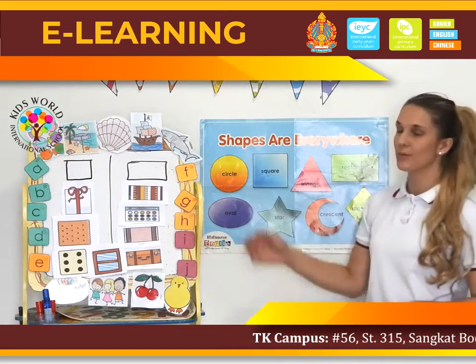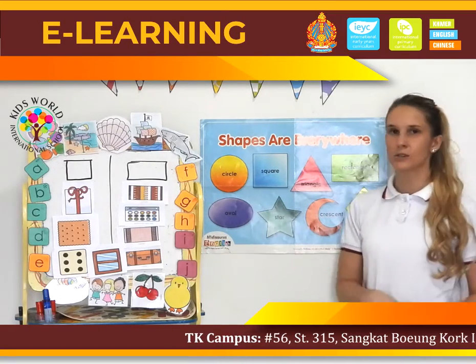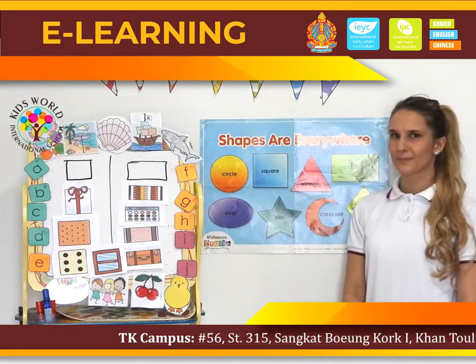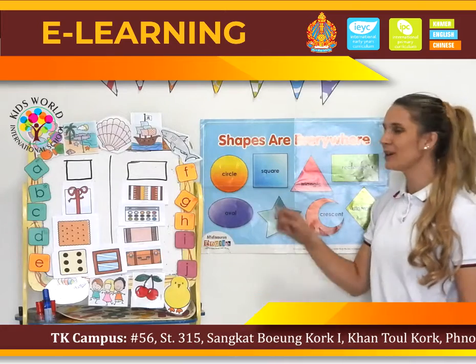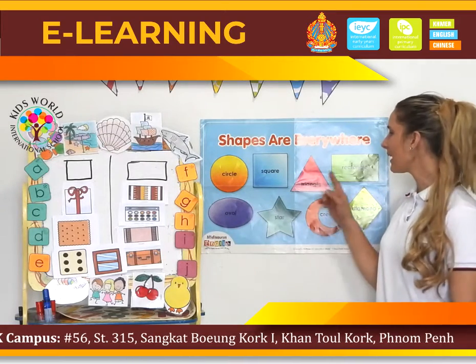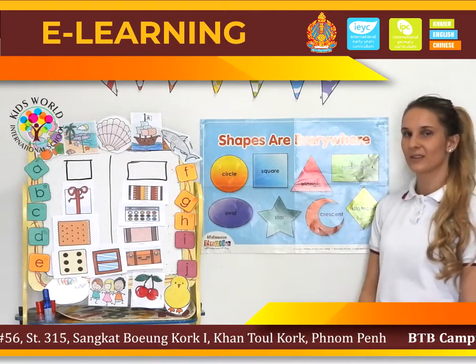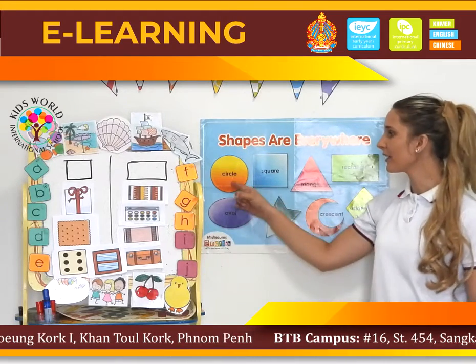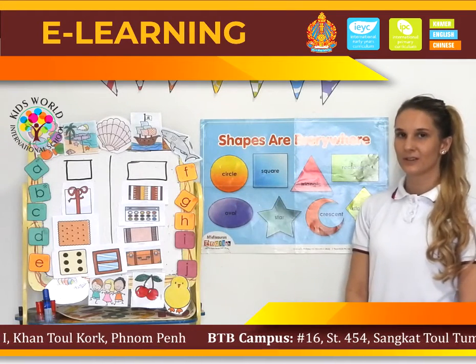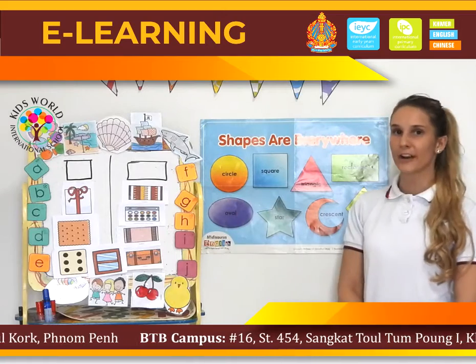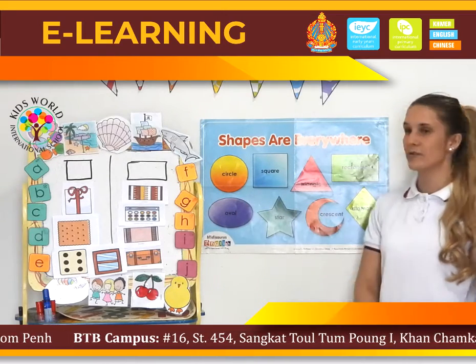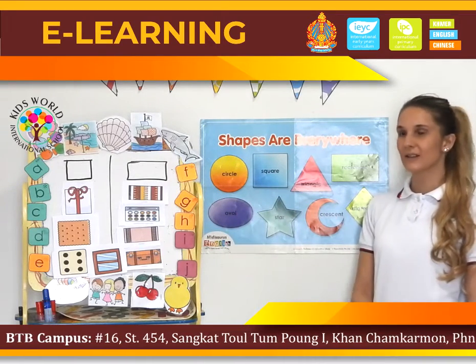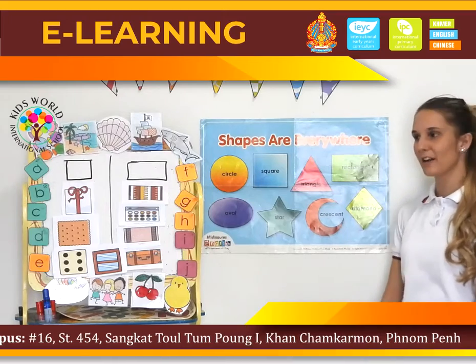Now let's have a look on the board. What color is the square? It's the color blue. Very good. What color is the rectangle? It's the color green. What color is the circle? It's the color orange. What color is the triangle? It's the color pink. Very good.